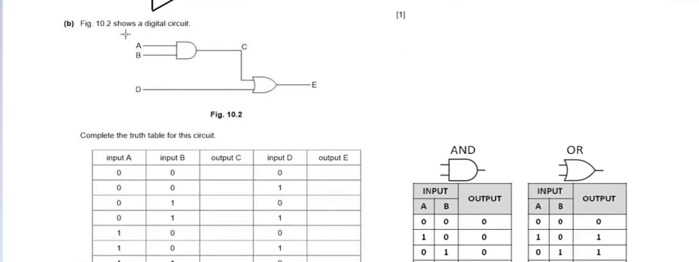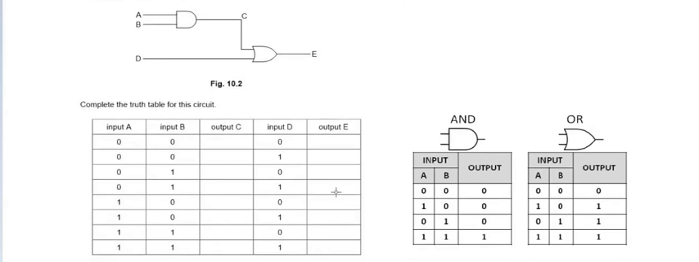Figure 10.2 shows a digital circuit, and you have to complete the truth table for this circuit. So this is the circuit given, and you can see two kinds of gates attached in it. This gate is nothing but the AND gate, and this gate is nothing but the OR gate. If you put dots over here, it becomes the NAND gate. If you put the dot over here, it becomes the NOR gate that we had seen in the MCQ. So when we remove those dots, they become the AND gate and the OR gate. And we have to complete the truth table given over here.